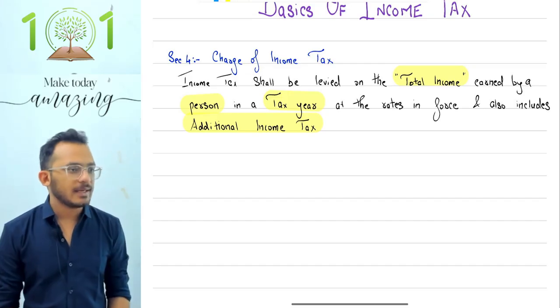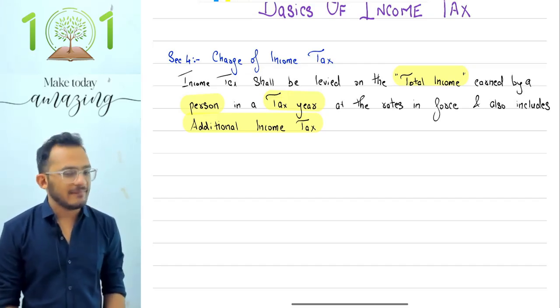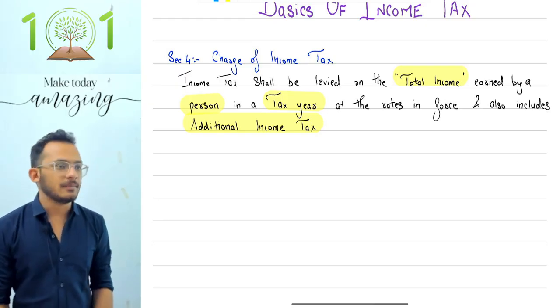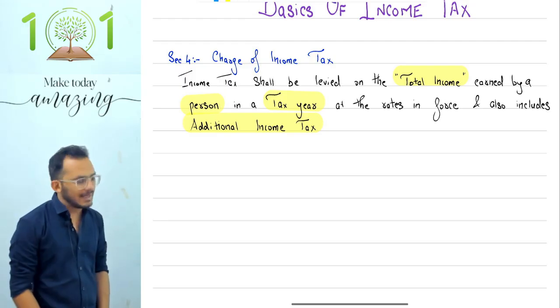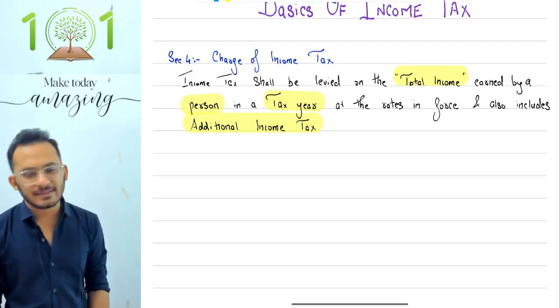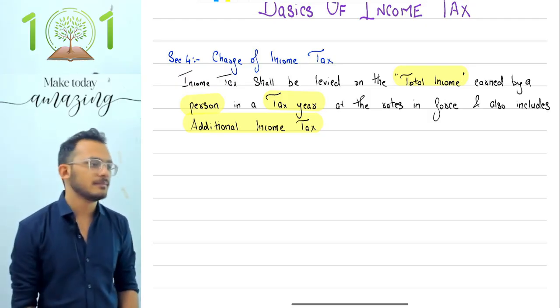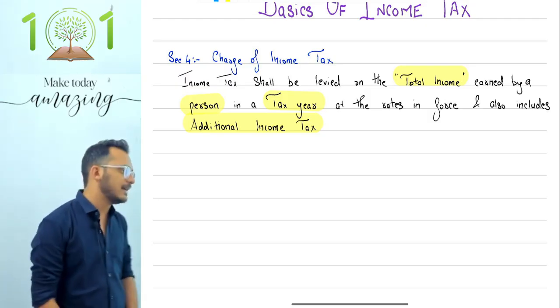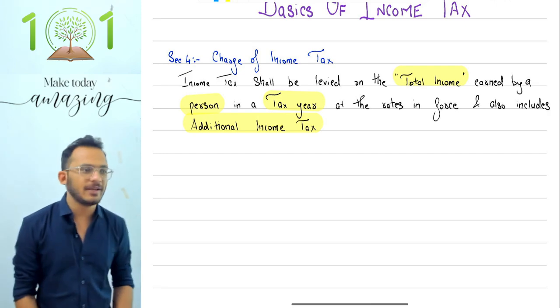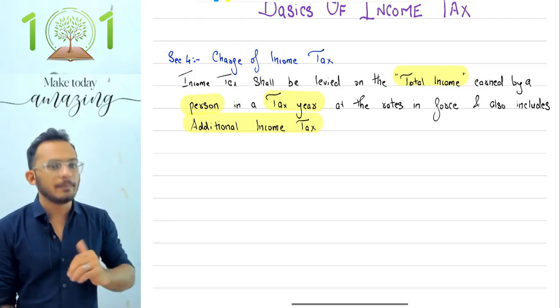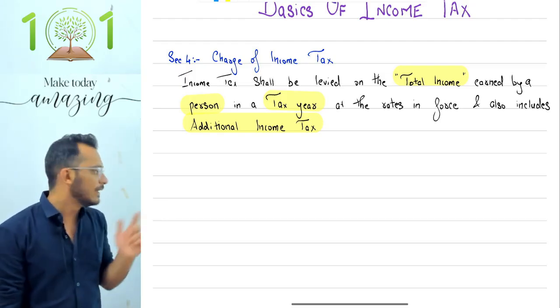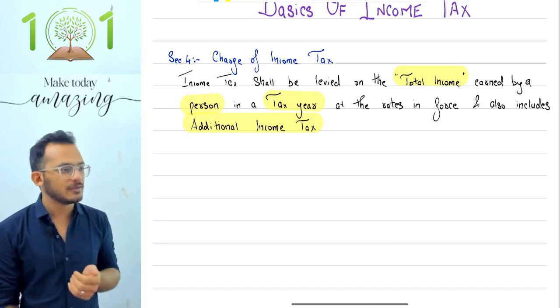We wrote the charging section as what? It says income tax shall be levied on the total income which is earned by a person in the tax year at the rates in force, and will be also including additional income tax. That is what we discussed. I gave you a bit of clarifications. Additional income tax are basically those items which are not related to your income, may be taxable separately. Skip off. Then we discussed what is called as person, and I gave you some homework questions.